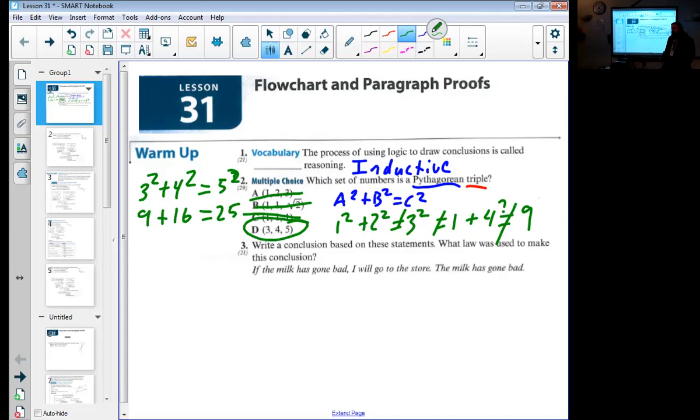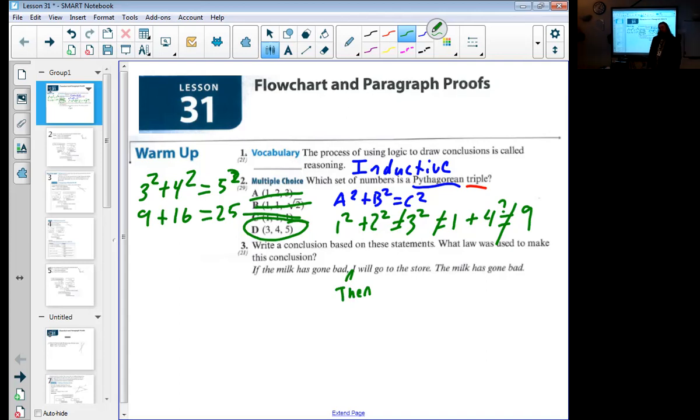Let's see if we have 2 conditional statements here. If the milk has gone bad, and we can add the word then, I will go to the store. The milk has gone bad. We do not have a second statement in the form of if then. So that means we cannot use the law of syllogism. So then we need to use the law of detachment.